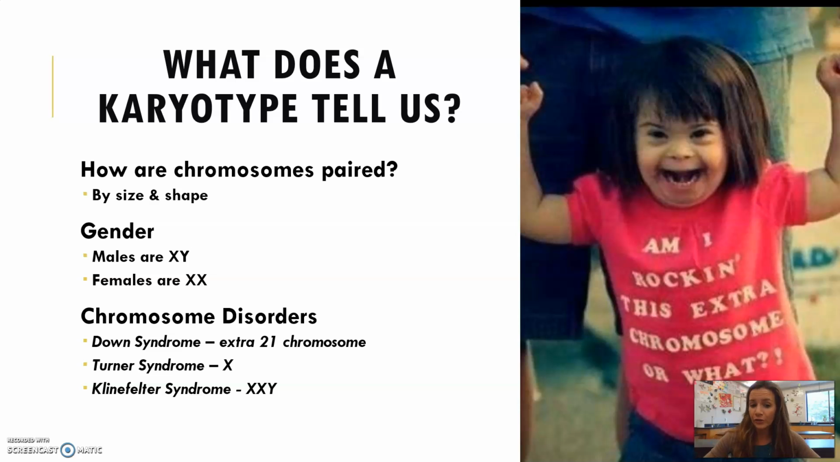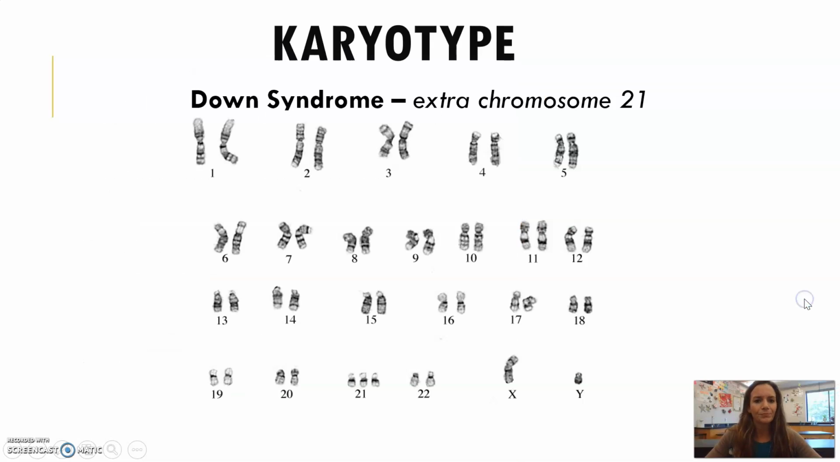And then you have Turner syndrome, where you just have one X, so you don't have those 2 X's for a female. And then Klinefelter syndrome is when you're a male, so you have XY, but you have an additional X, which we'll get into genetic diseases later, but it results in some different kind of characteristics.